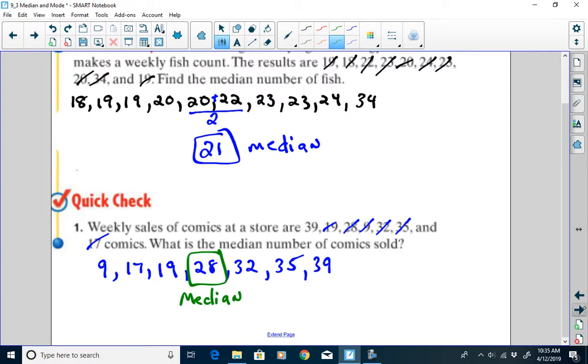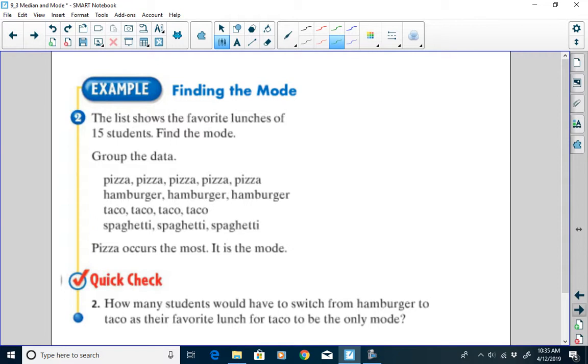All right, next page. The mode is the data item that repeats most often. So we group the data items here. I have 5 pizzas. Pizzas occurred the most, right? And these are 15 students that listed their favorite lunches. So we want to find the response that occurred most often. And the mode is the best measure of center when your data is not numerical. I have 3 hamburgers, I have 4 tacos, and I have 3 spaghettis. So pizza is the mode because it's the item that appears most often.